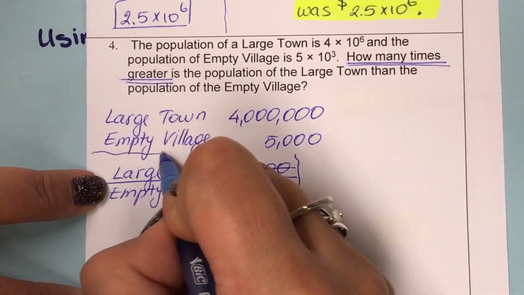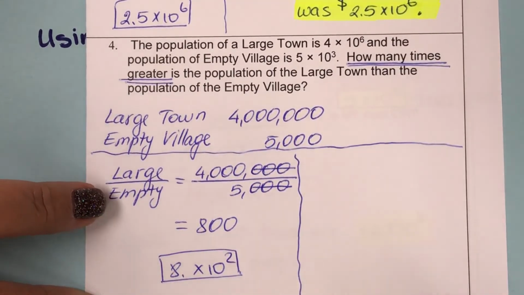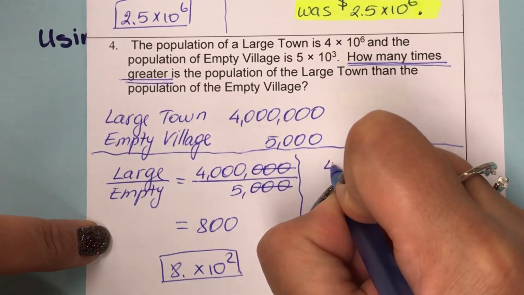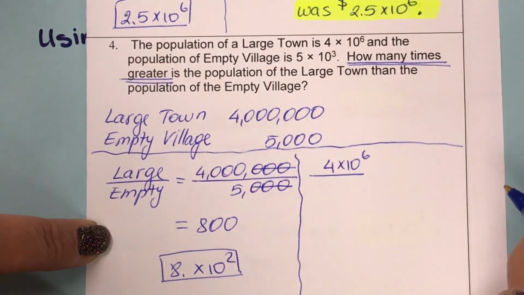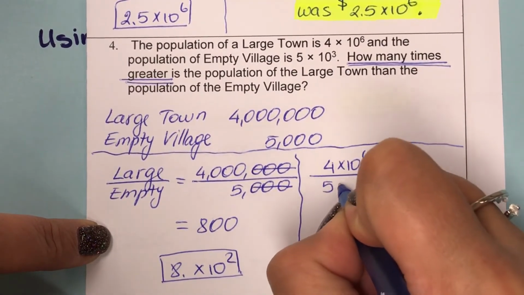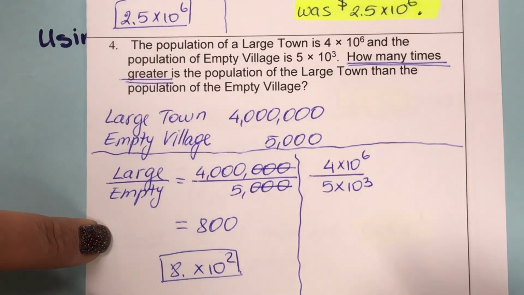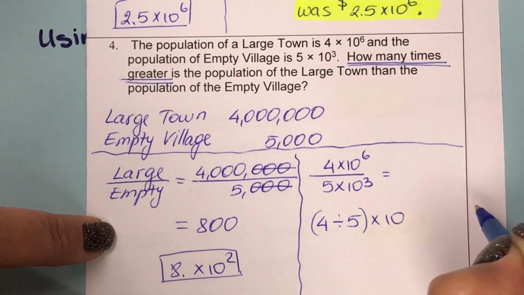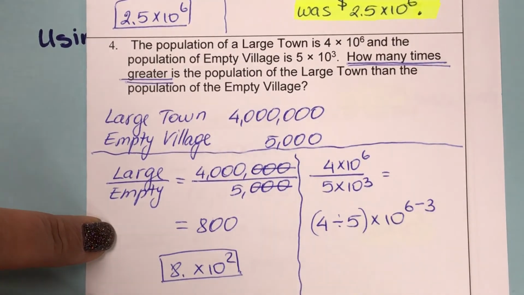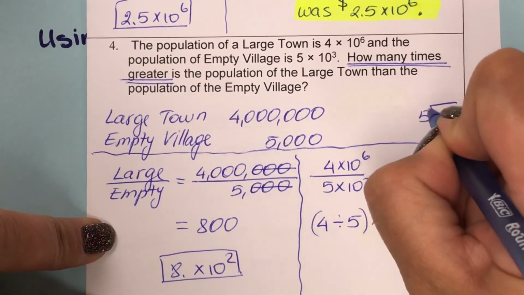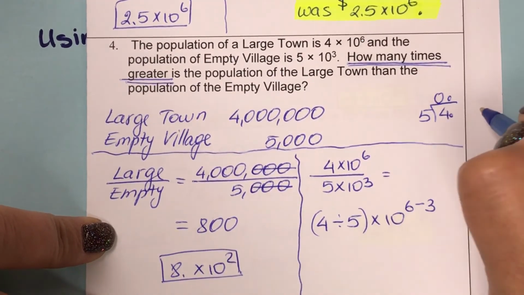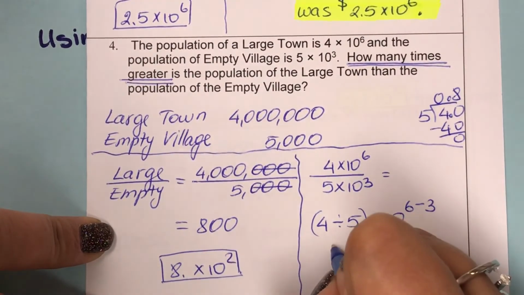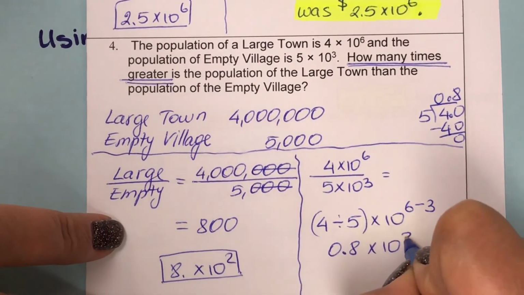I'm going to show you this exact problem using the rules of exponents so you can tell the difference, what is the better way to do it. So in the large town we have 4 times 10 to the 6th power, and then in the empty village we have 5 times 10 to the 3rd, where we have to divide the numerical bases first. So we have 4 divided by 5, and then keep the base of 10 and subtract the exponents. When you divide 4 by 5, 5 doesn't go into 4, so I add a decimal and a 0, but 5 goes into 40 8 times. So that is 0.8 times 10 to the 3rd power.